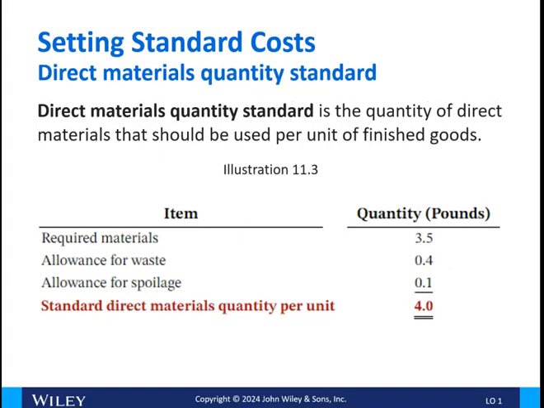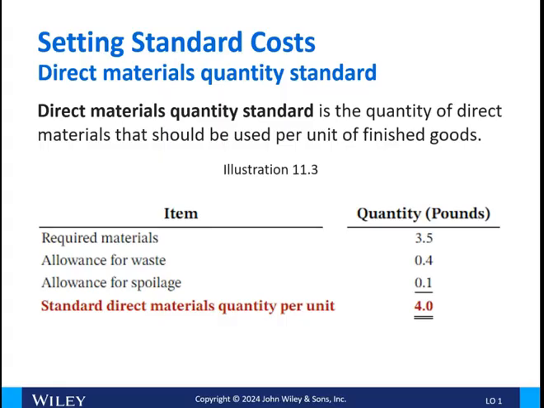So then we'd have to look at how much direct material should be used per unit of finished good. So we have required materials, 3.5 pounds, allowance for waste, 0.4 pounds, allowance for spoilage, 0.1 pounds. So we come up with 4 pounds of material to make one finished unit of finished goods. Okay, so that's our normal operating and what our standards are going to be based on.